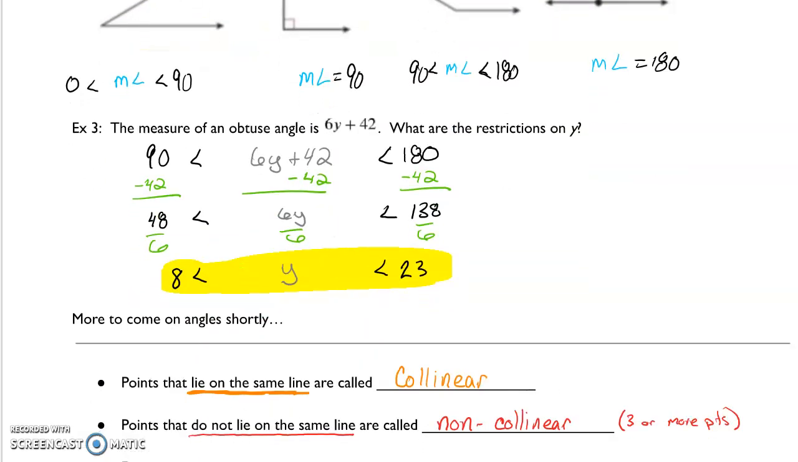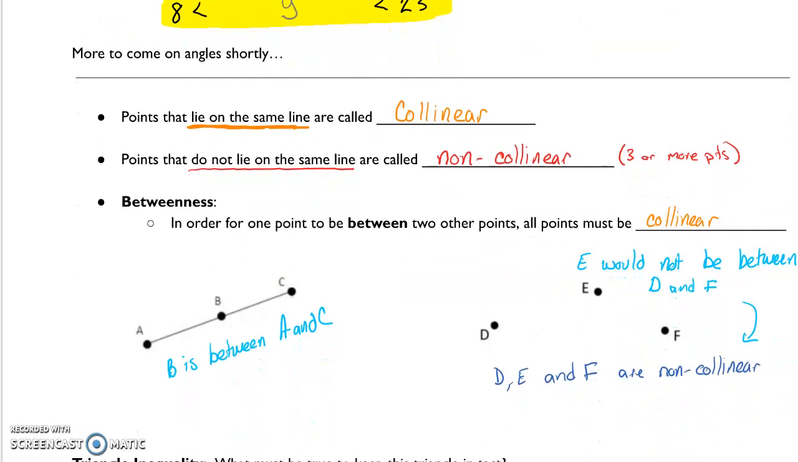Next topic today, collinear, non-collinear, and betweenness. If points lie on the same line, they are considered collinear points, whether they're 2 points, 3 points, 5 points, a billion points. If points do not lie on the same line, they are non-collinear, but it has to be 3 or more points. We talked about the other day, if you have 2 points, they are always collinear. So in our diagrams down here, D and E are collinear. Even though you don't see a line drawn, there is a line. So it's 3 or more points can be non-collinear.